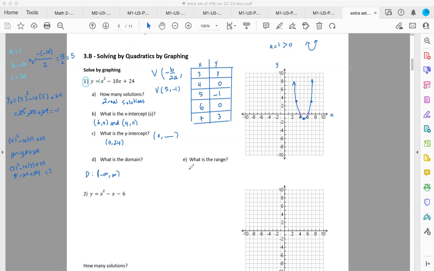What is the range? The range is a y value. This is the lowest y value. Remember the vertex here happens to be a minimum because the graph opens upward. So the y value of the vertex is the lowest y value we can get to. Therefore the range starts at -1, including -1, which means a bracket at -1, and goes all the way up to infinity. So this is how this type of graphing, solving by graphing, works.